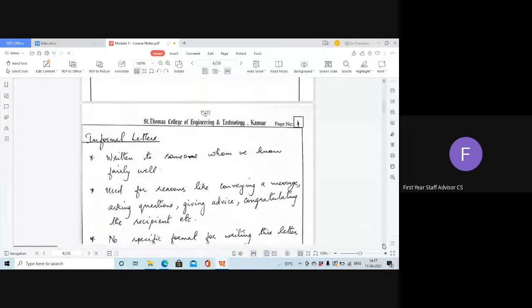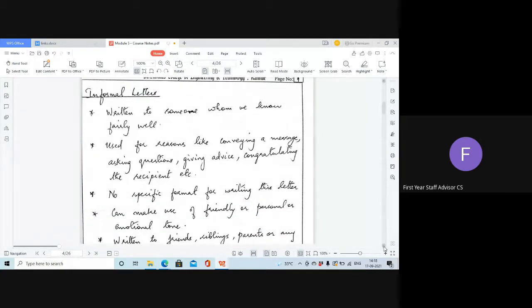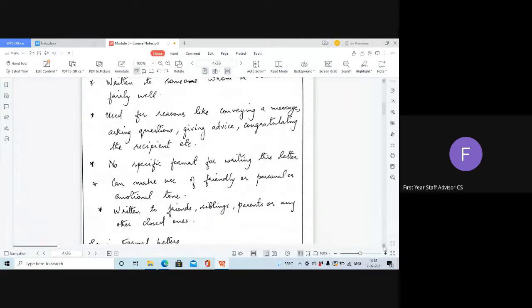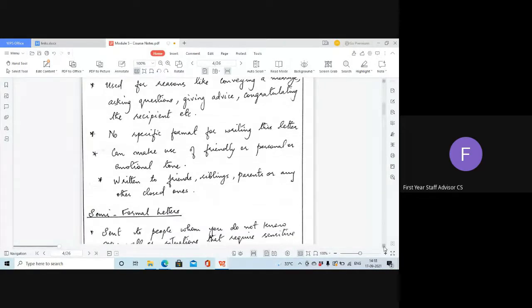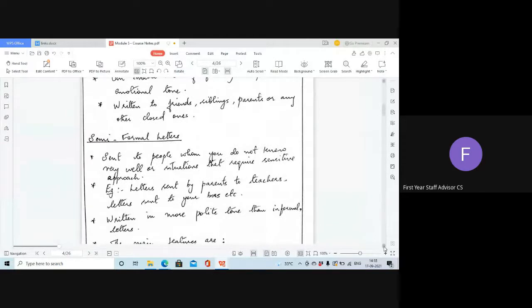The next is informal letters. You can make mistakes because you might be writing informal letters to your friends, relatives or family members. So it is written to someone whom you know very well. It is used for reasons like conveying a message, asking questions, asking advice, etc. No specific format is needed, but still we have an outline or general format for writing letters.